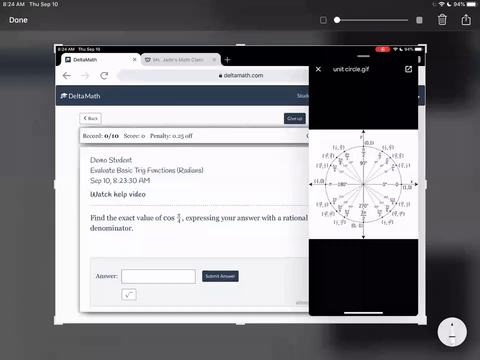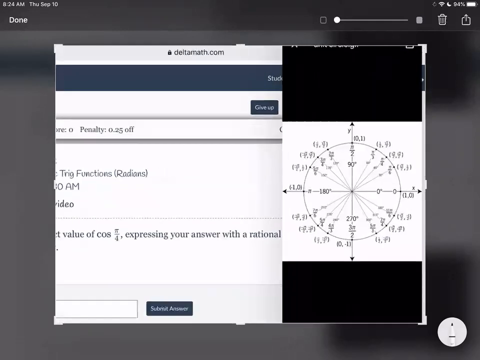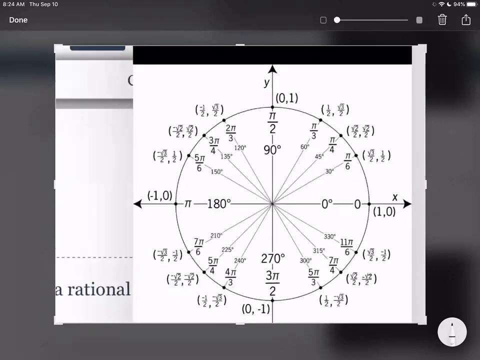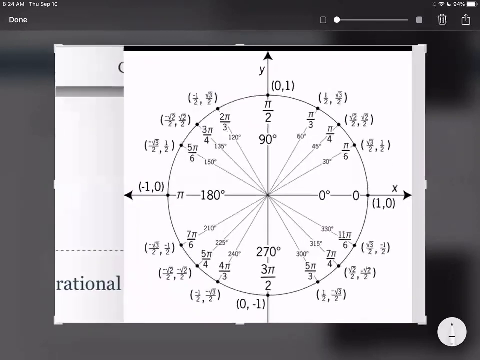All right, so we're evaluating basic trig functions in radians. We're going to find the exact value of cosine of pi over 4, expressing your answer with a rational denominator. So pi over 4, then you go over here, you look at the unit circle. Just to remind you, in all of these coordinates on the unit circle, you have cosine of theta first, remember theta is your angle, comma, sine of theta.